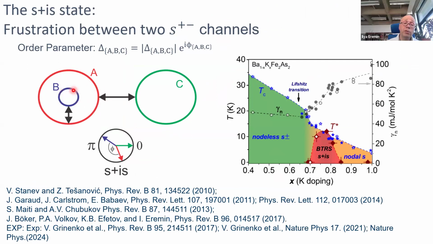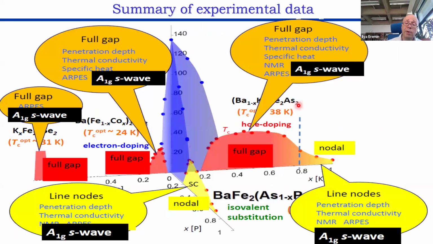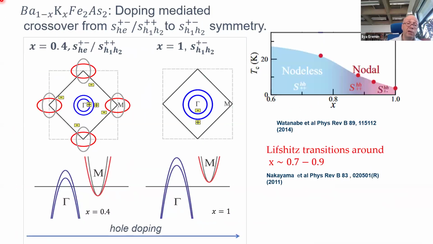Yes. So you have B and A, only hole pockets, and it's known that it is superconducting. So this is barium potassium. You can completely substitute barium by potassium. So you have potassium iron 2 arsenic 2. That is completely hole substituted, and it doesn't have electron Fermi surface. It has only hole Fermi surface. And what is the mechanism for this superconductivity?